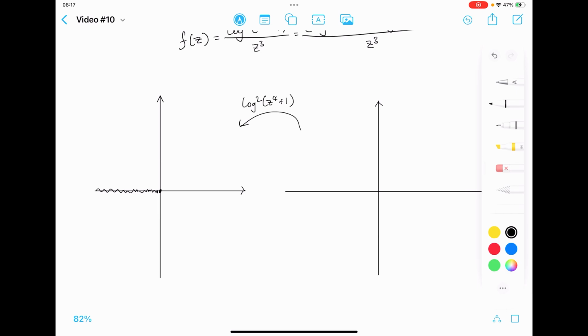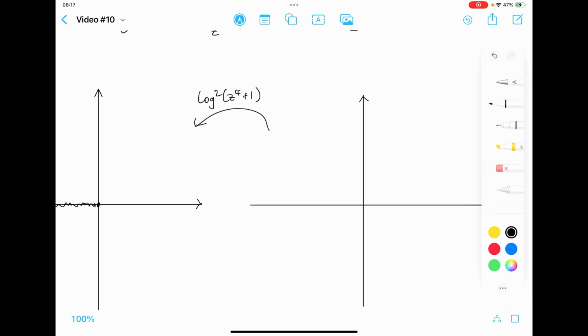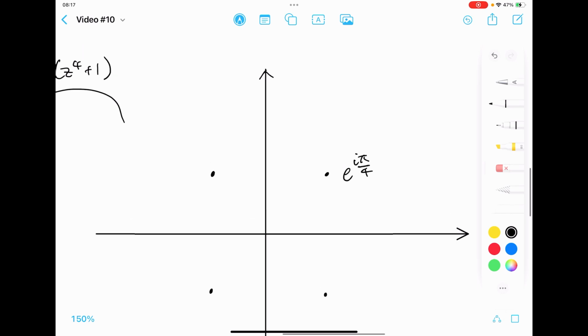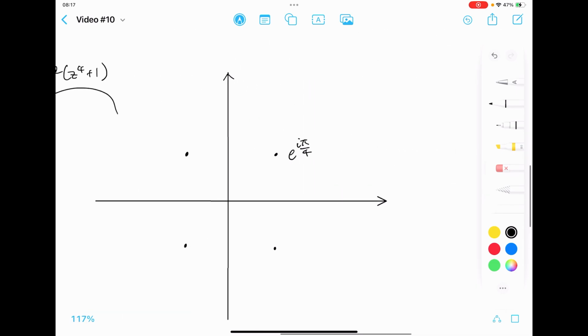Reversing the action, because this starts at 0, we're going to have 4 branch cuts, starting at the roots of the polynomial z to the 4th plus 1. So here are the 4 roots, and they're going to have the form e to the i pi over 4, and so on. And our 4 branch cuts, if we reverse this map over here, are actually going to be radially outwards, like 45 degrees, like that. So that's going to be quite helpful.